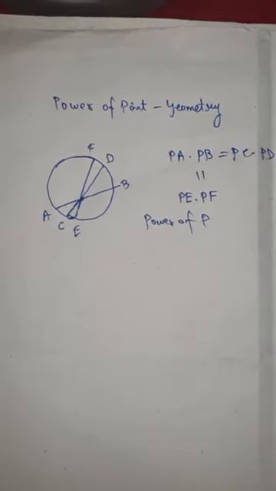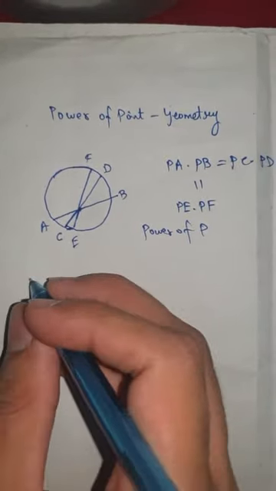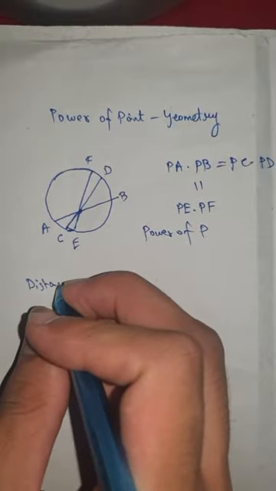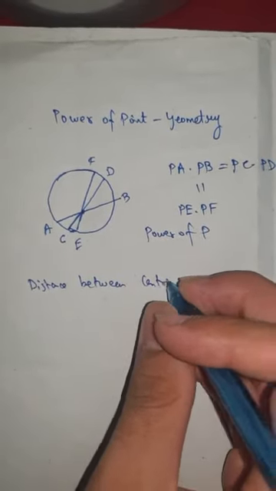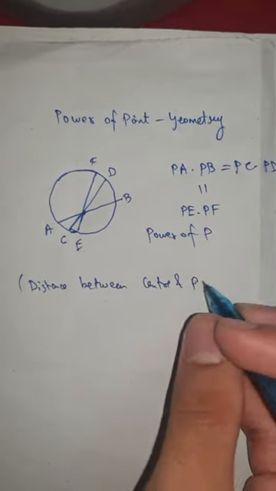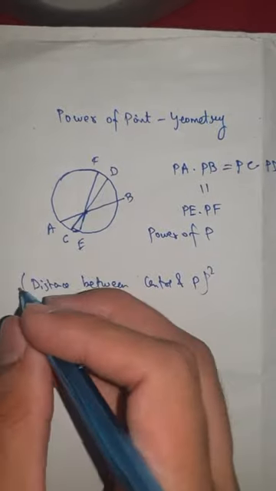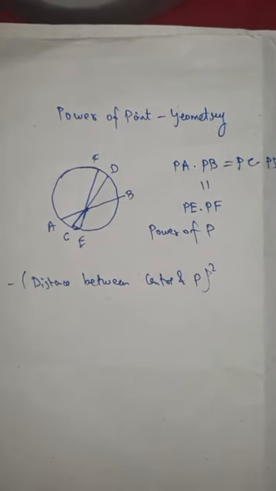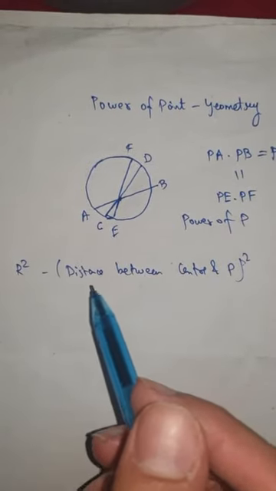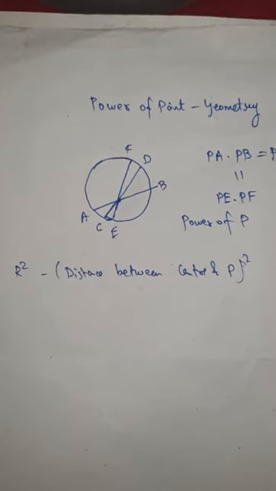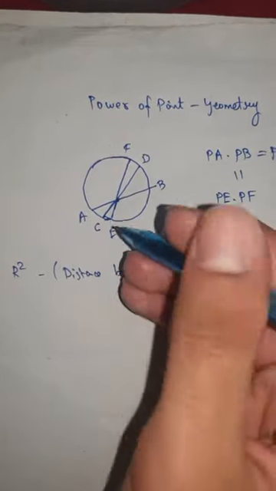This will be a constant value for every point. And also we can find the expression of this value, which will be radius squared minus the distance between the center and P squared. Center means the center of the circle. How can we derive this? Yes, definitely we can do it.